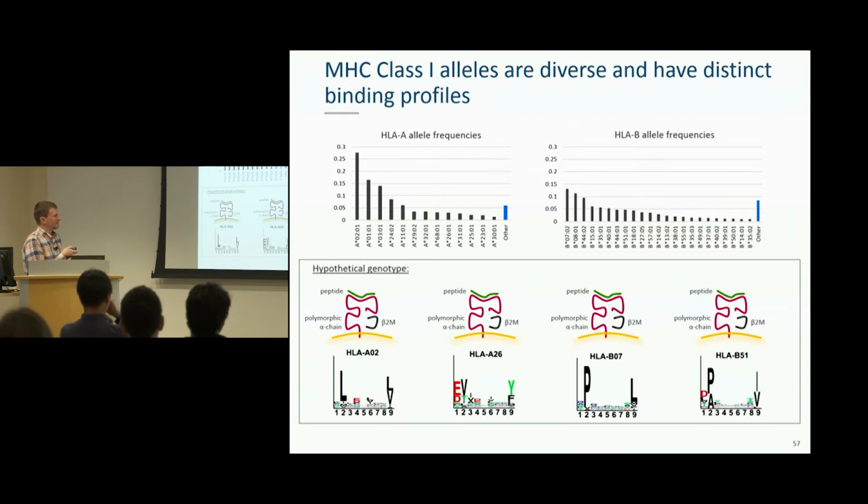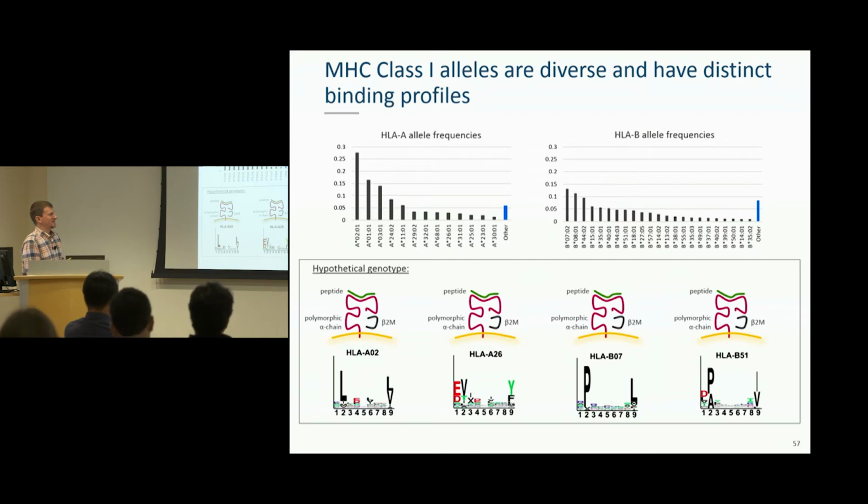And so if you have a hypothetical patient, looking at their HLA-A and HLA-B alleles, this hypothetical patient has A0201, A2601, B07, and B51 for its 2 HLA-A and 2 HLA-B alleles. And each of these has a different preference for what peptides it will bind strongly to. So here, HLA-A0201, which is very highly studied, prefers peptides that have a leucine in position 2 and either a leucine or a valine in position 9. Here, for instance, the HLA-B07 allele really wants proline in position 2 and leucine in position 9.